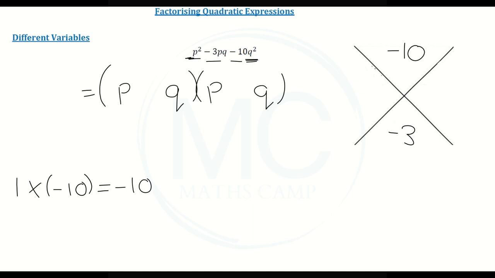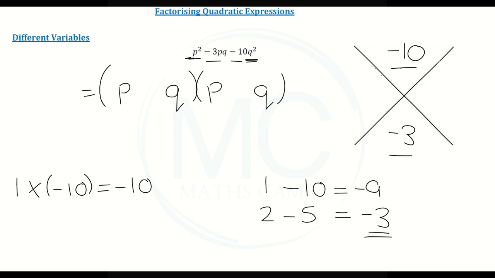Now we need to find factors of negative 10 that when added together give us negative 3. 10 is negative, so one factor will be negative. 3 is negative, so the larger factor will be negative. Let's look at factors of negative 10. Negative 10 divided by 1 gives us negative 10. 1 minus 10 gives us negative 9. Let's try negative 10 divided by 2, which gives us negative 5. 2 minus 5 gives us negative 3. This is the value that we've been looking for. So we know the factors we need to consider are 2 and negative 5.